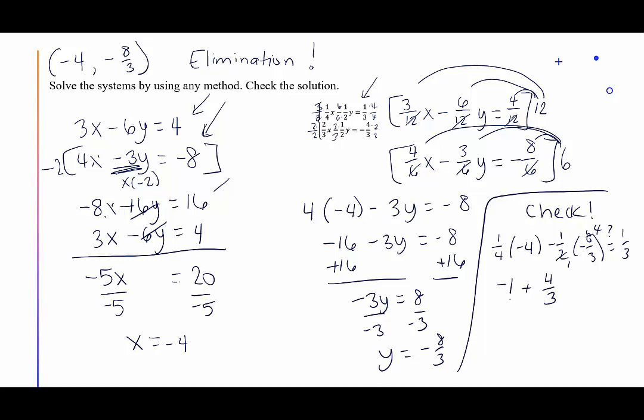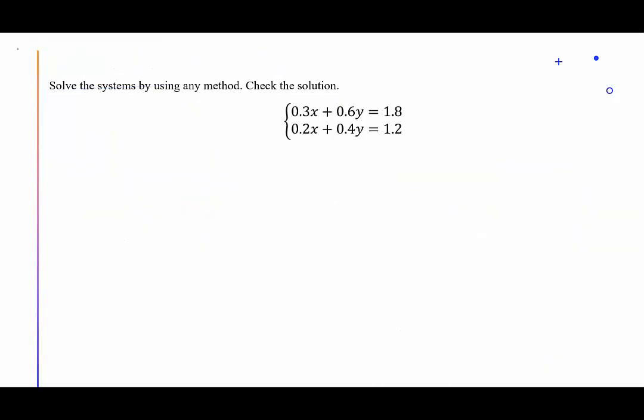If you're not super comfortable with fractions, create that common denominator, right? We're going to add them, so we need a common denominator. We need to rewrite this one to have a denominator of 3. I get -3/3 plus 4/3, which does equal 1/3. So yay! I feel like we did something right. I feel very confident that -4, -8/3 is the right answer using elimination.